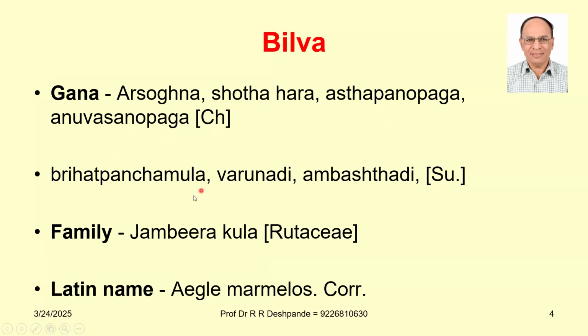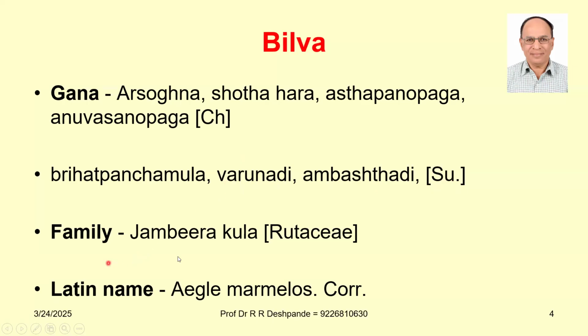In Sushruta Samhita, a different classification is there: Brihat Panchamula. You know that Dashamula, 10 roots, are the best remedy for Vata Vyadhi, especially rheumatism and arthritis. In the 10 roots, one of the roots is Bilva. Brihat Panchamula and Laghu Panchamula, this is the classification in the market. Dashamularishta is available as the best product from Dashamula roots. Now, Varunadi, Varuna, you know, is the plant for renal calculus. Then Ambasthadi Gana. So, this is the classification by Sushruta Samhita.